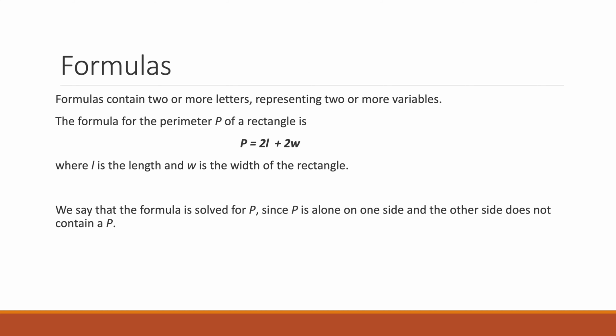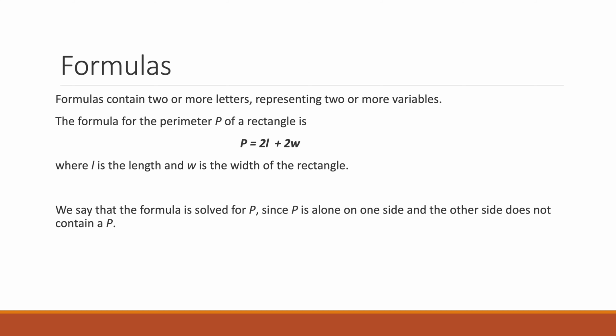Now, formulas. Formulas contain two or more letters, and they represent two or more variables. For example, a real simple one: the formula for the perimeter of a rectangle is P, perimeter, equals 2L plus 2W. That means the perimeter is 2 times the length plus 2 times the width. If I drew a rectangle in front of you, and the length was 10 and the width was 5, then the perimeter is, there's 2 10s, that's 20, and there's 2 5s, that's 10. 20 and 10 makes 30, that would be the perimeter. That's the formula. You guys have seen it for a long time.